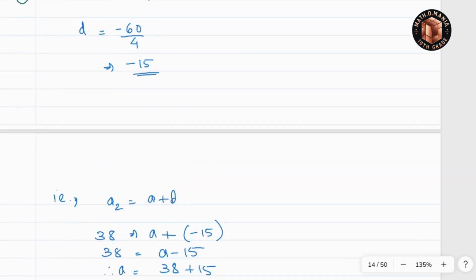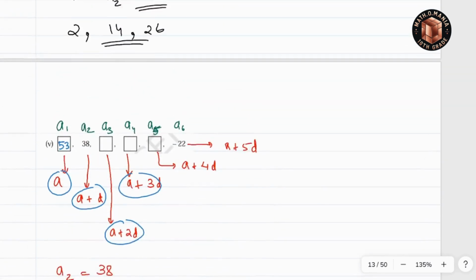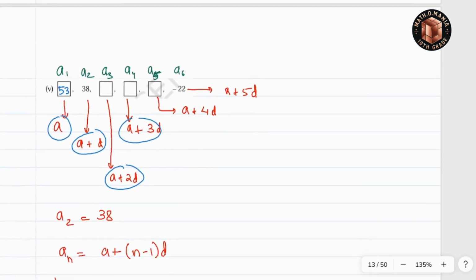Thus, we got these unknown missing terms. Which all missing terms did we get? We got now A3. A3 equal to 23. Then we got A4. A4 equal to 8. A5. A5 equal to minus 7. Then A6 is already given. It is minus 22. Okay.